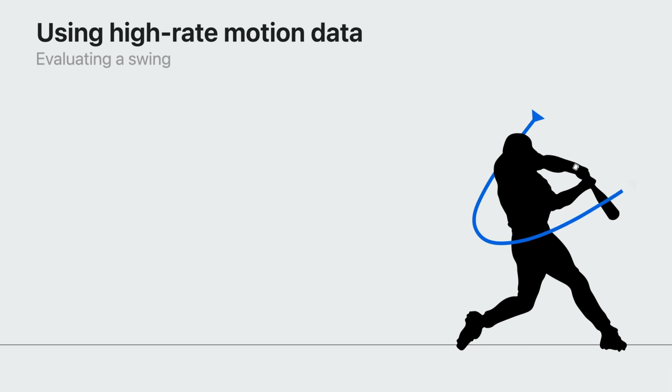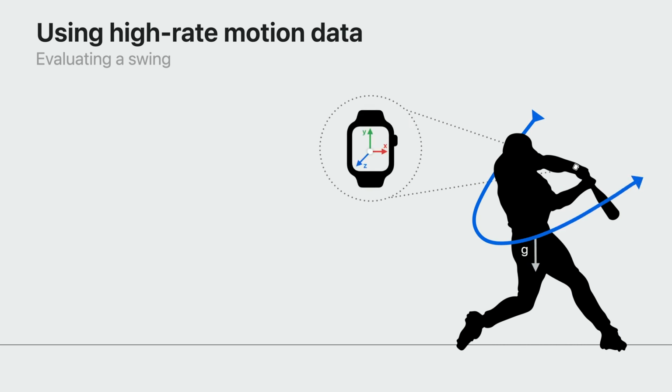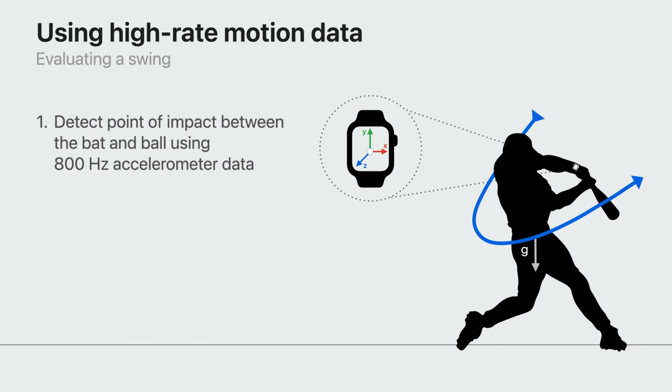On the batter's wrist, we can see Apple Watch with the X, Y, and Z directions. We can imagine the path of the wrist as it moves around the batter in blue, with the gravity vector pointing down.